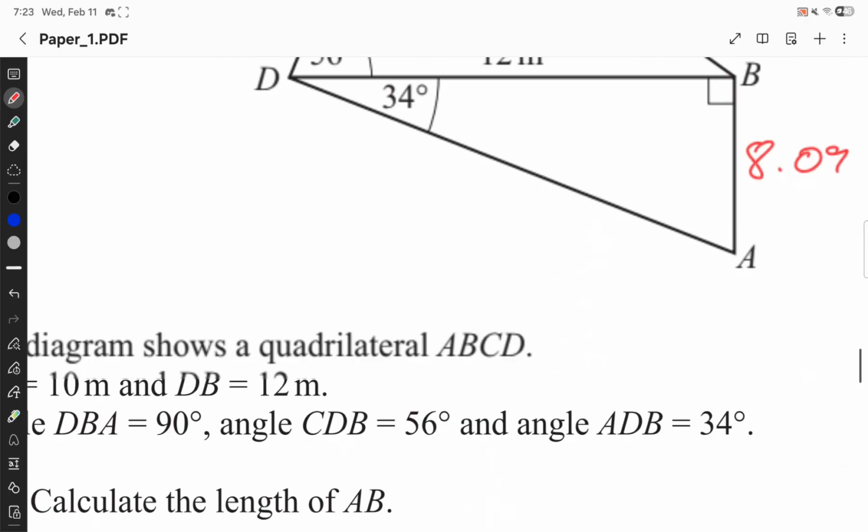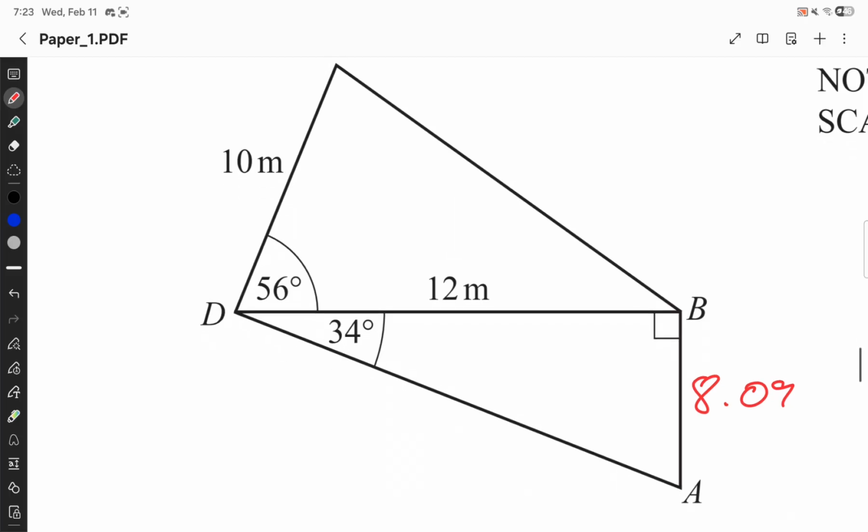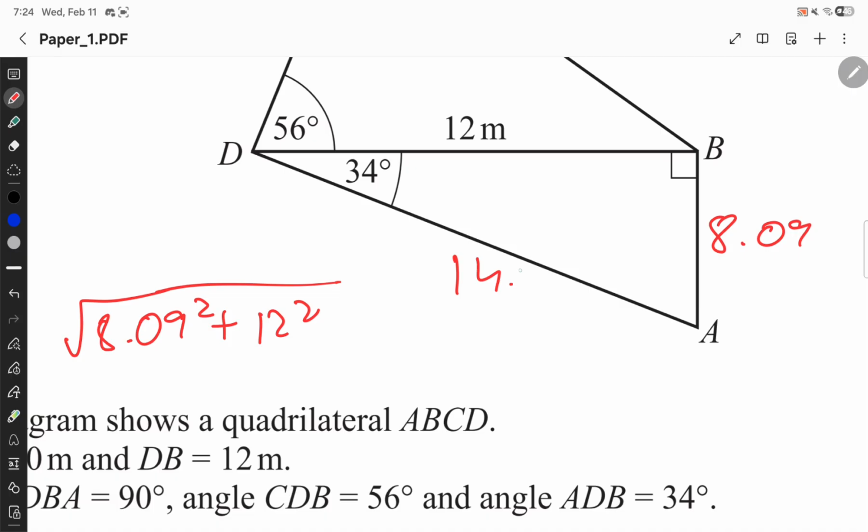Calculate the area of the quadrilateral ABCD. So we can get the area by doing some magic. We can get the diagonal by Pythagoras theorem, 8.09 squared plus 12 squared, please. In the calculator I wrote it, I will write it down here also. It is equal to 14.472.